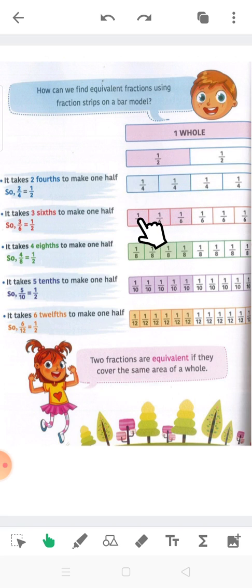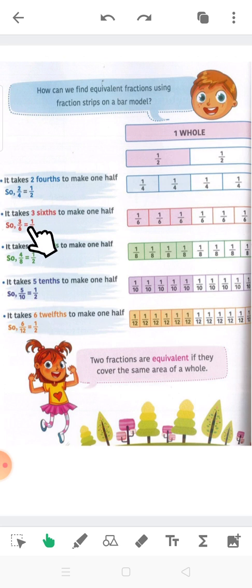How many 6ths do we have? 1, 2, 3. So it's 3/6. Again, one more time. Half is equivalent to 4/8. Also, we have 5/10, equivalent to a half. And we have 6/12. It's equivalent to half.